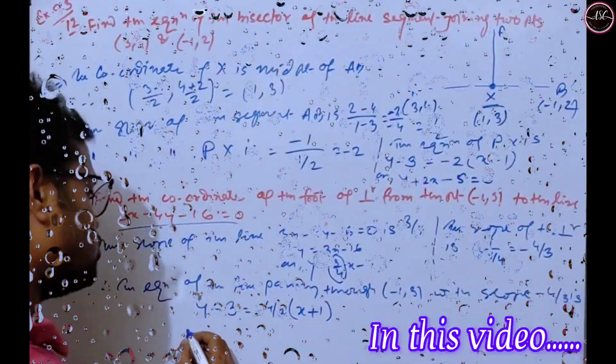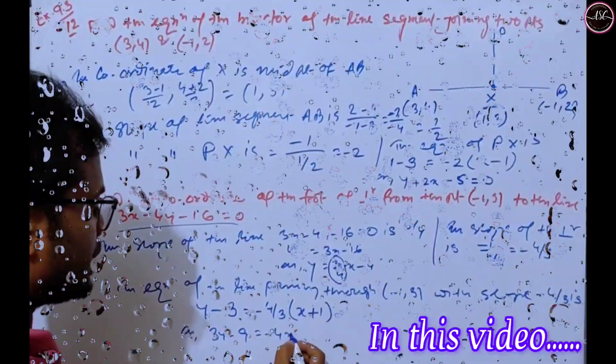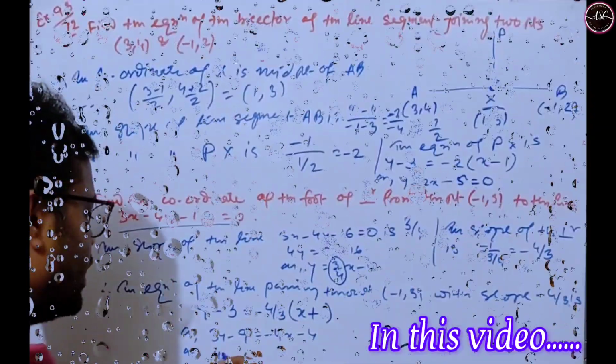So it will be 3y minus 9 equal to minus 4x minus 4, or 4x plus 3y equal to 5.